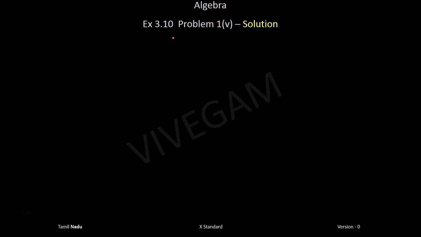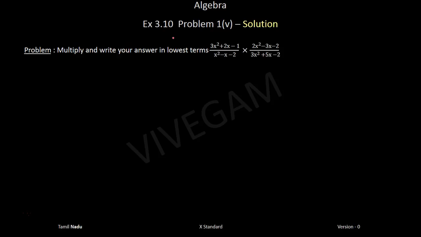Exercise 3.10, Problem 1, Division 5. Multiply and write your answers in the lowest form. (3x² + 2x − 1) / (x² − x − 2) × (2x² − 3x − 2) / (3x² + 5x − 2).